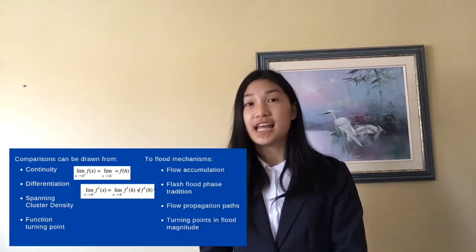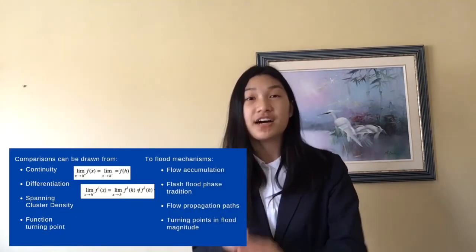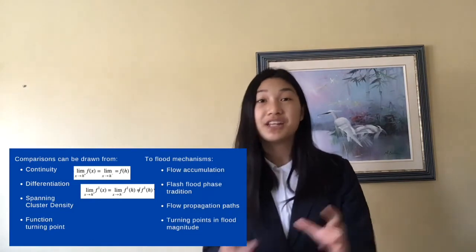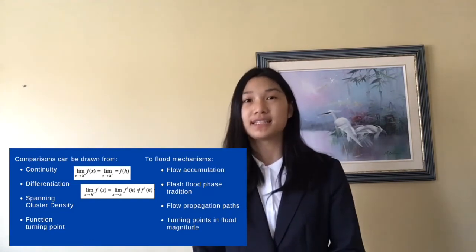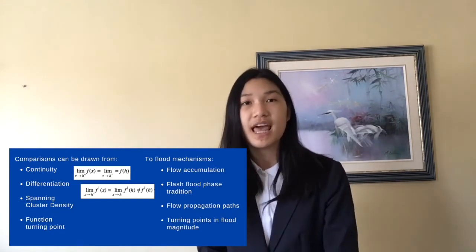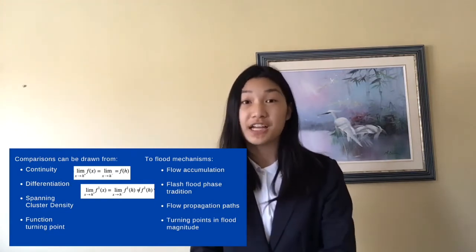There was a remarkable mathematical similitude observed between percolation theory and Southeast Asia flooding events. Strikingly, both systems exhibit a cubic root order when plotted and demonstrate features such as continuity, differentiation, spanning cluster density, and function turning points that can then be used to describe flood mechanisms such as flow accumulation, the abrupt phase transition in flash floods, flow propagation paths, and the turning point in flood magnitude.